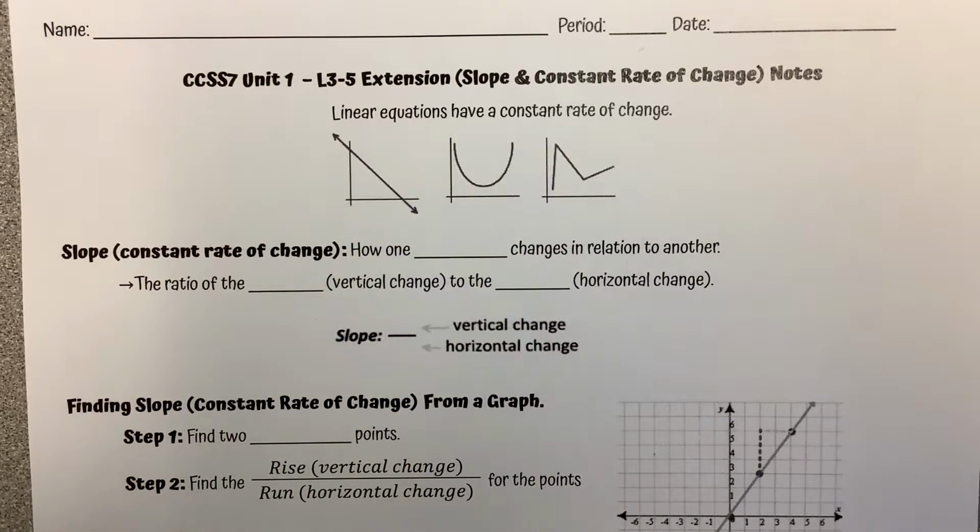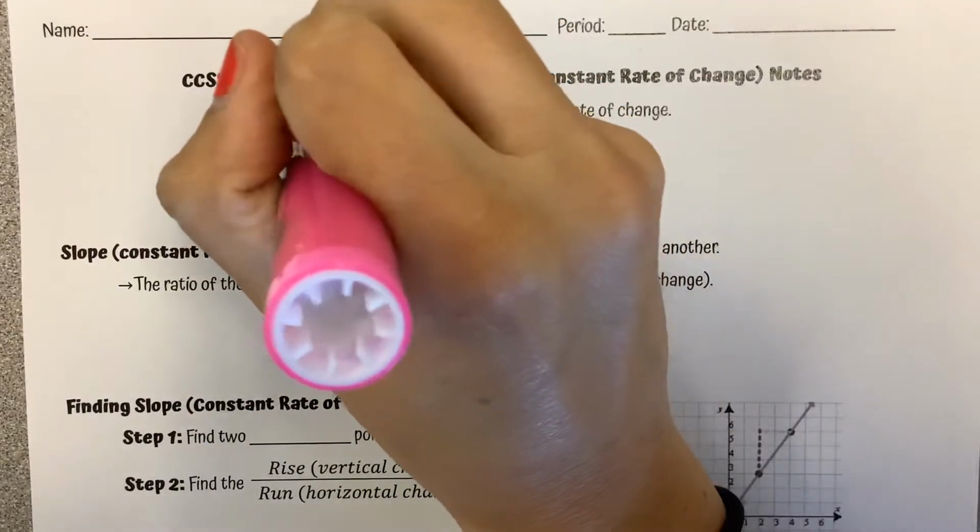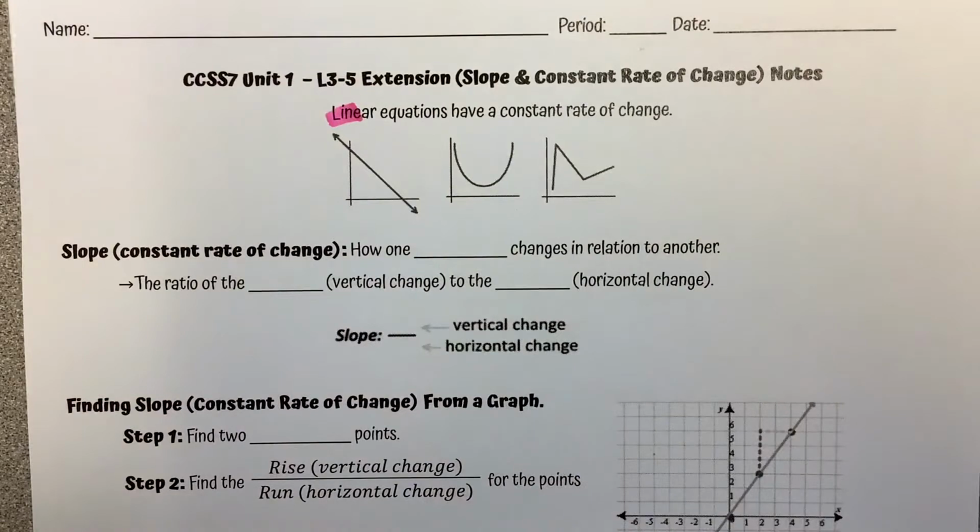For today's extension, we are going to look at slope and constant rate of change. So we've already looked at constant of proportionality. We're going to take this just a little bit of a step further, not just looking at when there's a proportional relationship. So linear equations have a constant rate of change. Specifically, in the word linear, we see the word line, which means they should form a straight line.